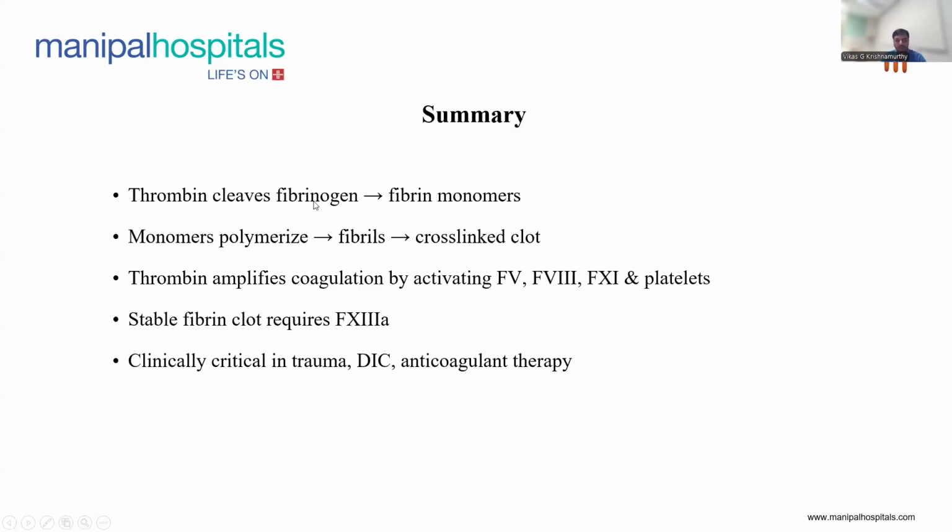Summary: thrombin cleaves fibrinogen to fibrin monomers. These monomers polymerize and a stable clot is formed with the help of factor 13A. So thrombin is critical in trauma, decisive in anticoagulant therapy.